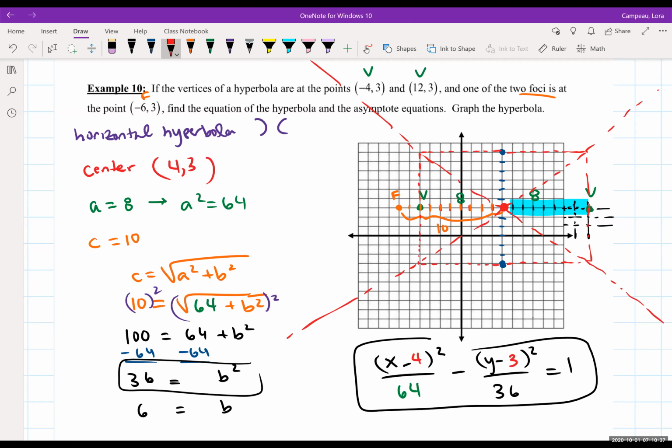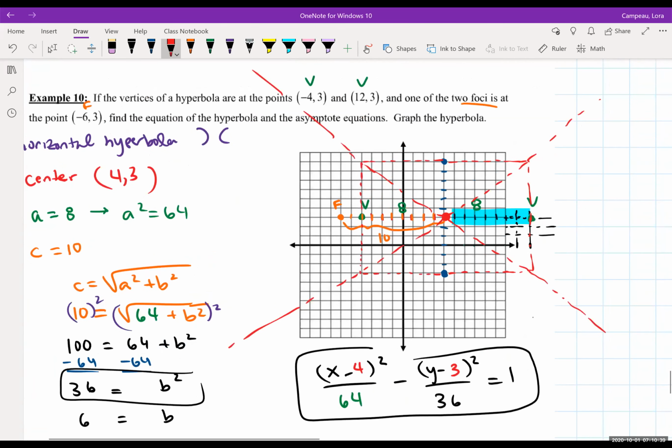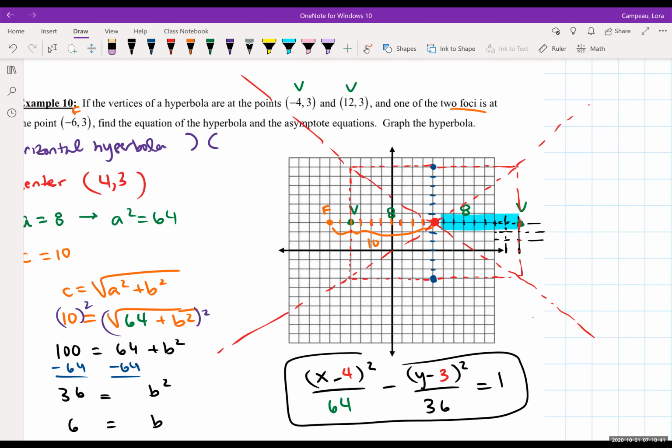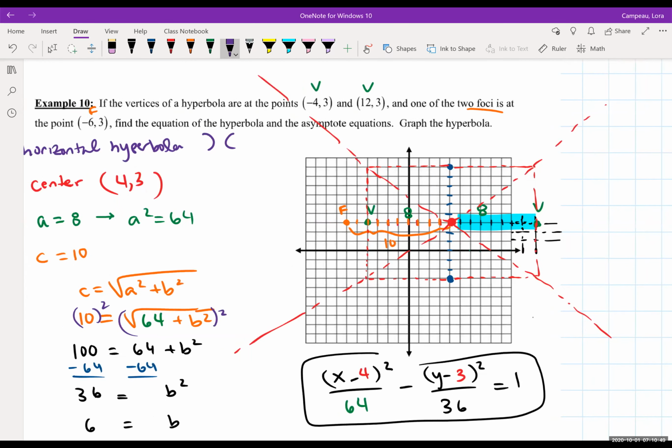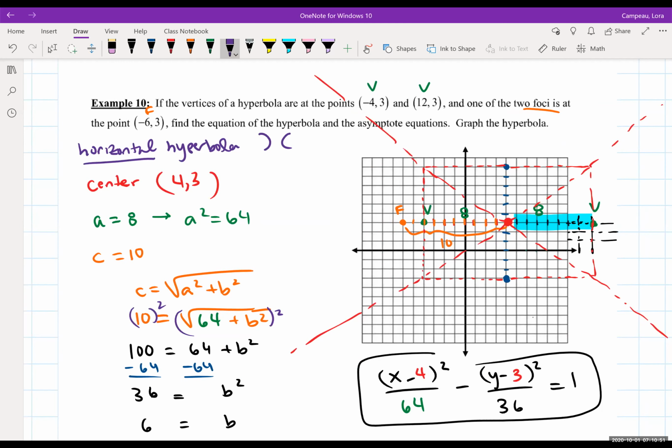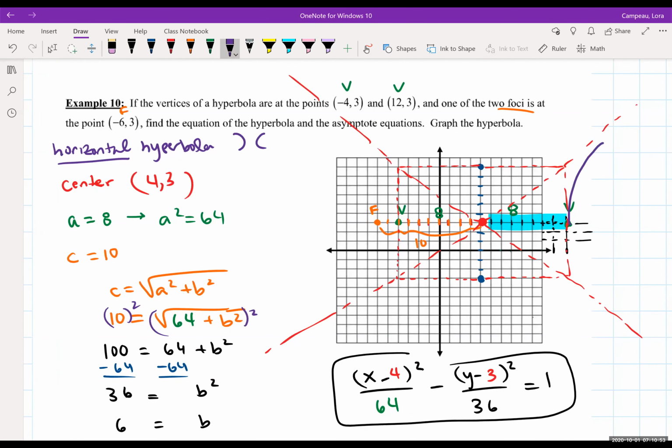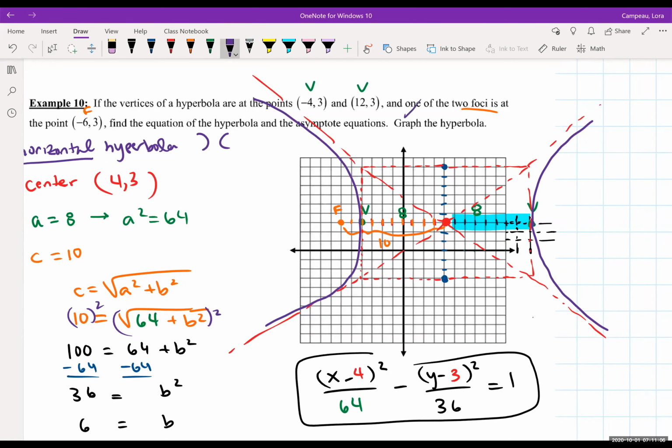But we do have the equation. We have almost the graph of the hyperbola. We just have to draw the branches. And remember, we're drawing the branches to open up to the left and to the right because we have ourselves a horizontal hyperbola. So the branches always deal with the vertices. So just remember, when you're making the branches, you're hugging the asymptotes. There we go. So that's the graph. We're good to go there.